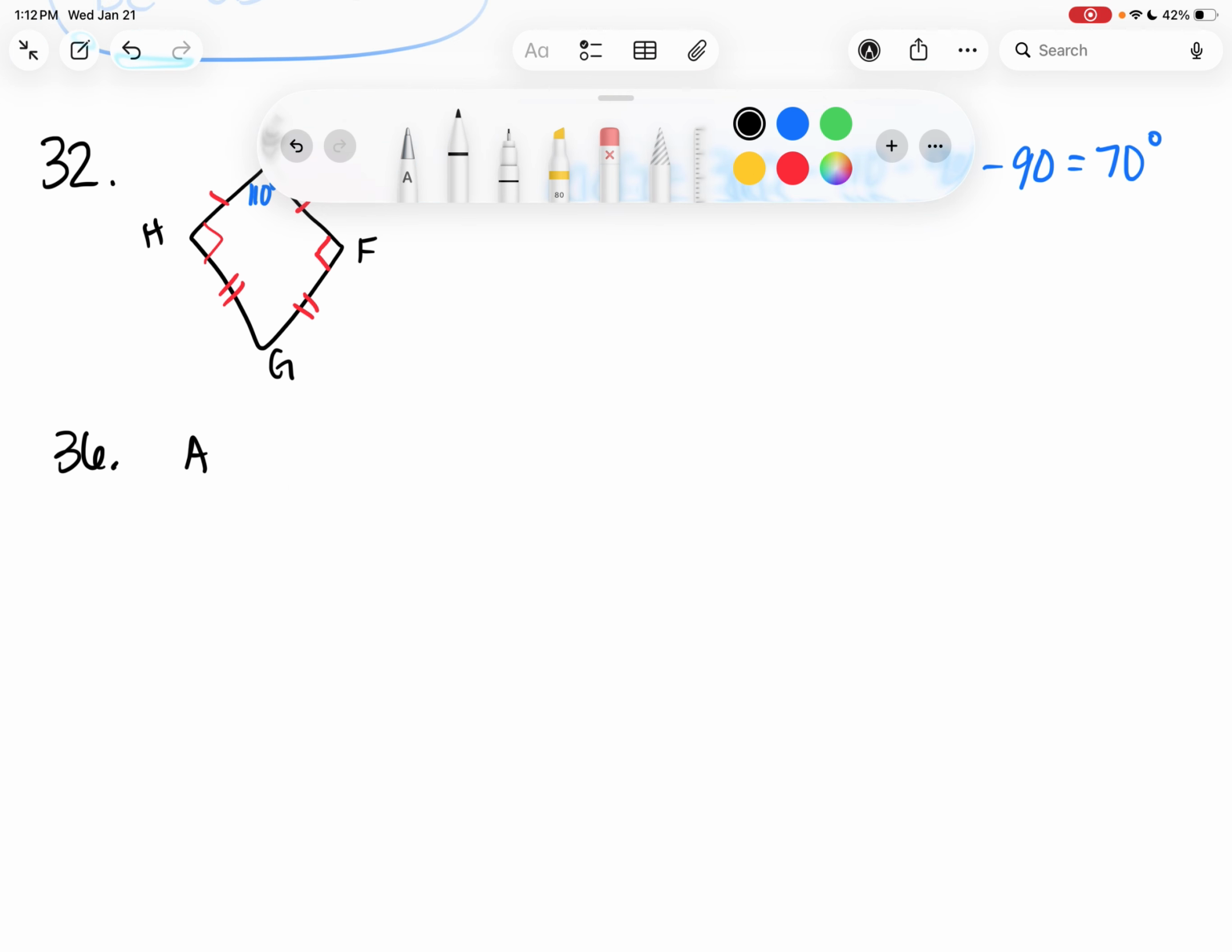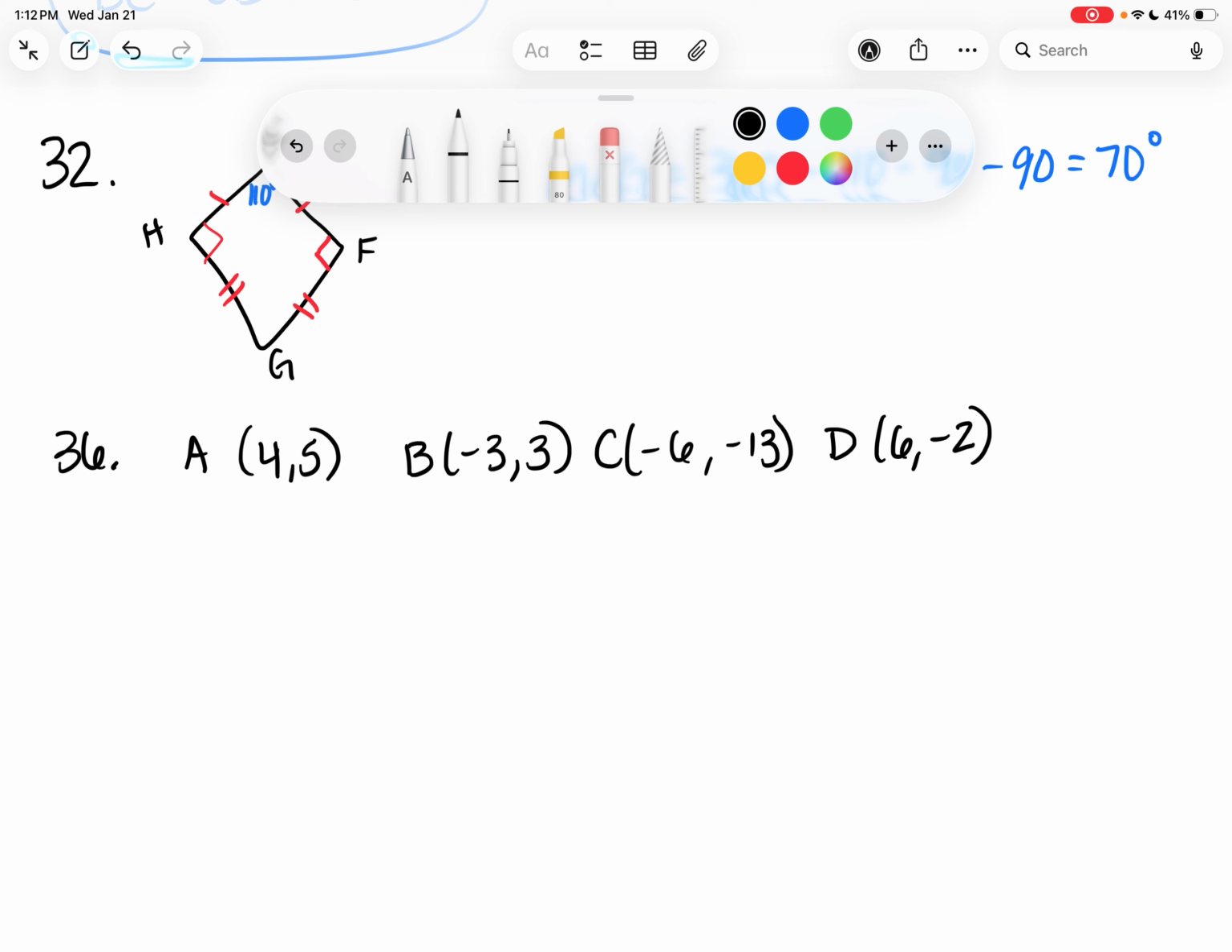So the point A is (4, 5). B is (-3, 3). C is (-6, -13). And D is (6, -2).